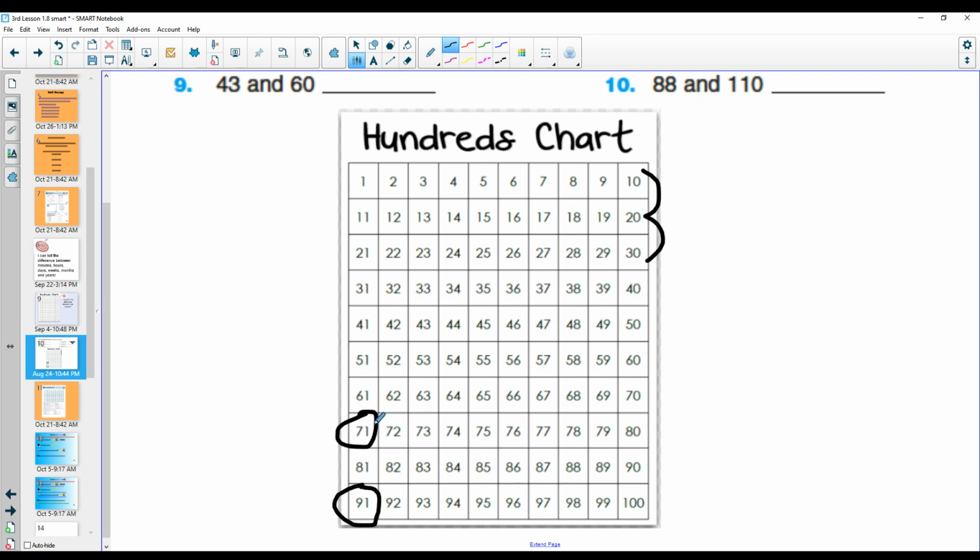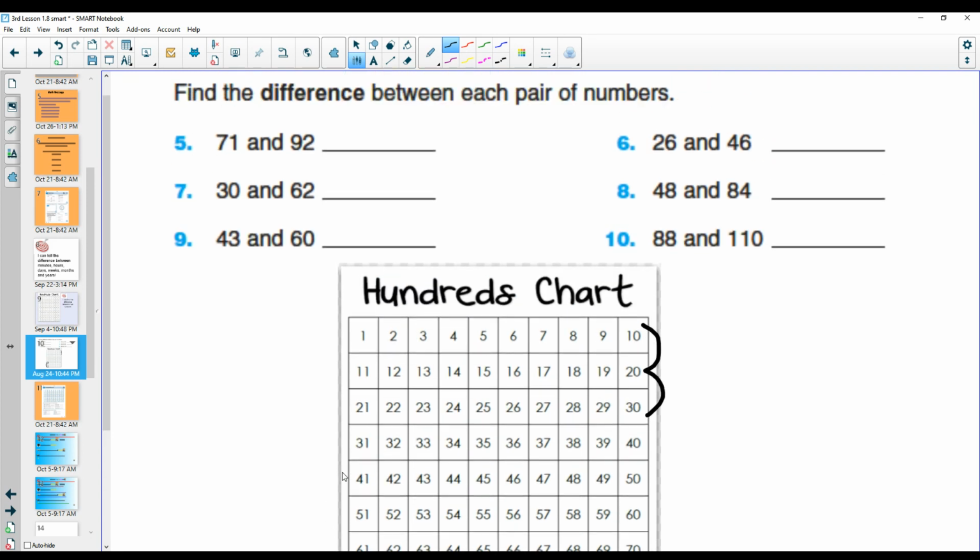So if I find this number and I have to jump to this number, I know I'm moving down. Here's 10 and 20. So here, you never count the space you're on. This is 10, this is 20. The difference between 71 and 91 is 20.